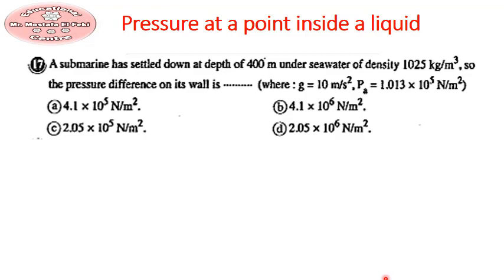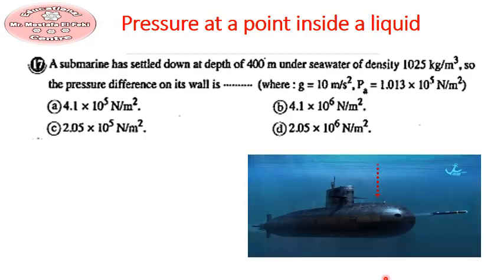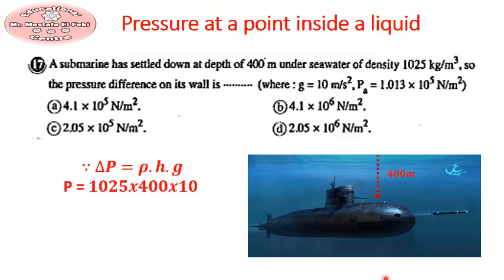Submarine has settled down at depths of 400 meters under the seawater of density 1025 kilogram per cubic meter. So the pressure difference on its wall is, at the first, the pressure difference equal the pressure of water. The submarine is at a depth of 400 meters. So delta P, pressure difference, equal rho h g.